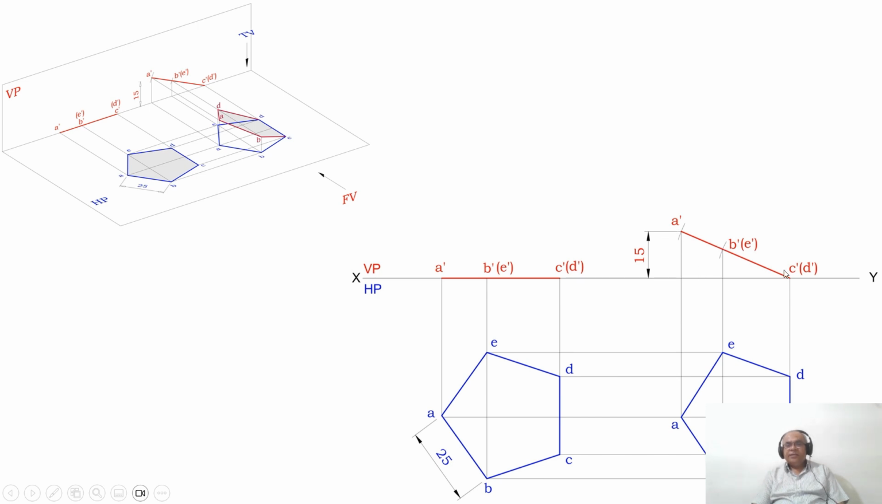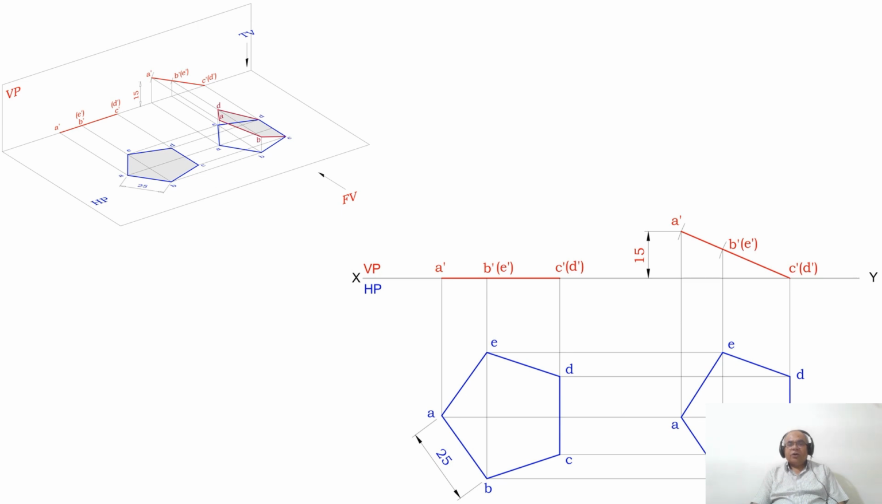Whereas A dash B dash, B dash C dash, C dash E dash, D dash E dash, E dash A dash, all are inclined to HP. So none of these 4 lines will be in true length. That means it will be less than 25 mm. So this is how you will be able to get this.